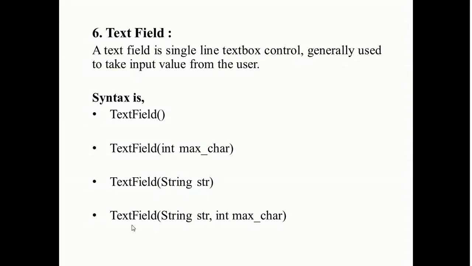And fourth constructor having two parameters, that is string str and int maxchar. This constructor creates a text field with the initial text as str and maximum number of characters in maxchar. These four are the constructors of text field.